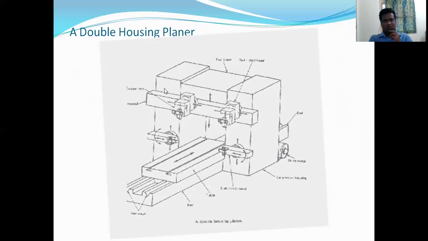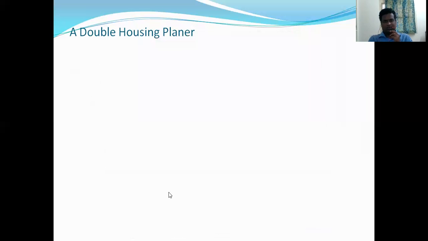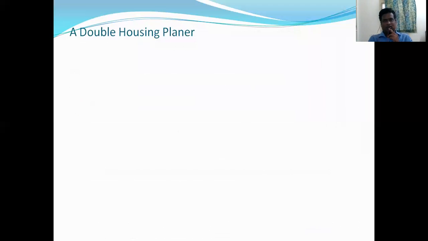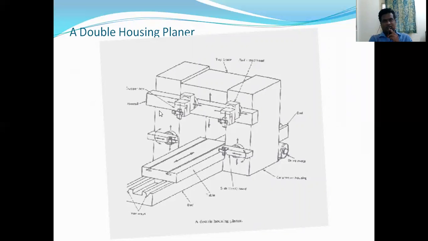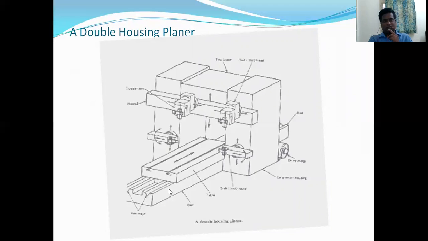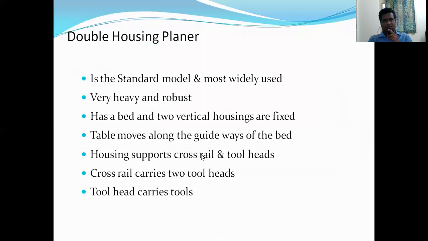Okay. So this is the double housing planer machine, which we have observed in this diagram. This is the standard model and most widely used. It is a very heavy and robust machine. It has a bed and two vertical housings fixed. So these are two vertical housings, 1 and 2. The table moves along the guideways of the bed. This is the work table. So along these guideways, the table is reciprocated here, right?